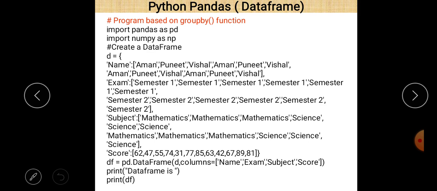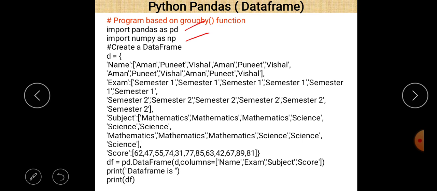Now there is a small example here in which we can see a data frame creation. First of all, import pandas as pd, import numpy as np, and there is a creation of a data frame. To create a data frame, first of all we have to import the library pandas. So there is a statement import pandas as pd. pd is the alternative name given to the pandas library.